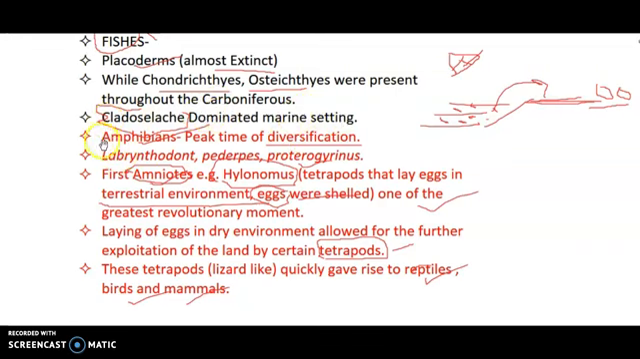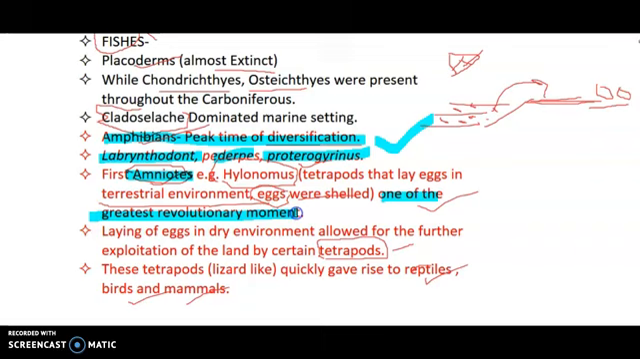If we talk about the amphibians, as you know, the Carboniferous period is also known as the age of amphibians, so you have to remember this. This was the peak time of diversification for amphibians. They included Labidosaurus, Dendrerpeton, Pederpes, and Proterogyrinus, and the first amniotes came in the Carboniferous period. This was one of the greatest revolutionary moments in the geological history of Earth.